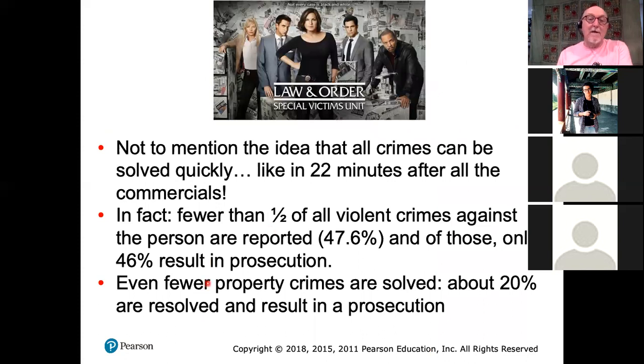So I know that this may be a little bit disappointing to you to learn, but fewer than half of all violent crimes against a person are solved in the United States. It's actually about 47.6%. And of those, half of those, is there sufficient evidence to actually result in a prosecution, let alone a conviction? So there's, this includes murder, by the way.